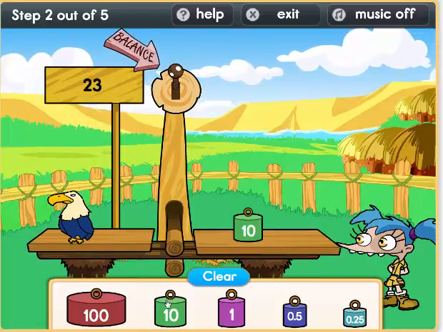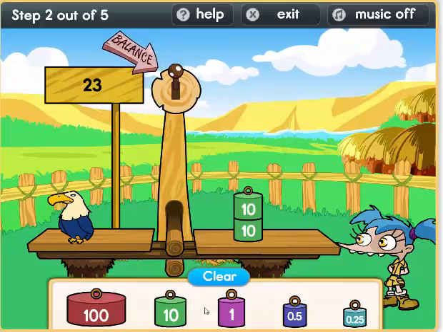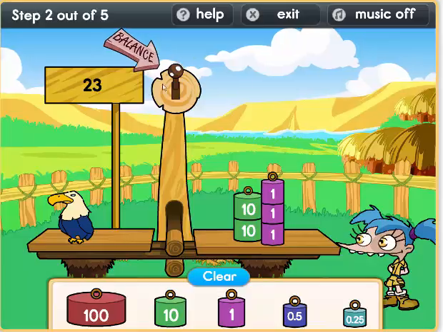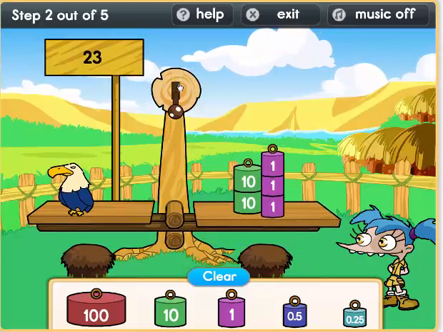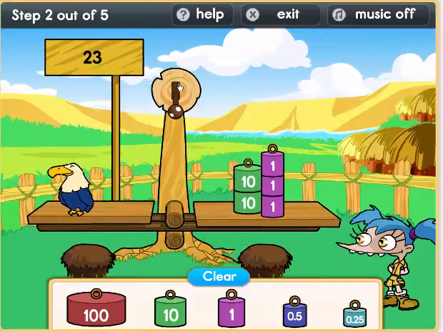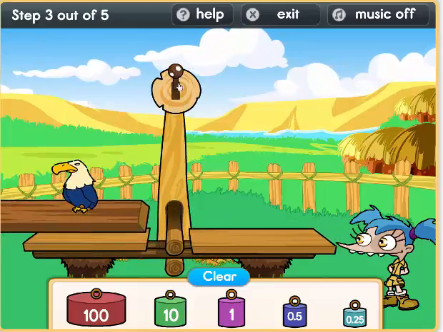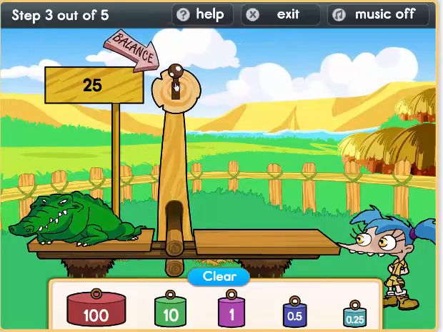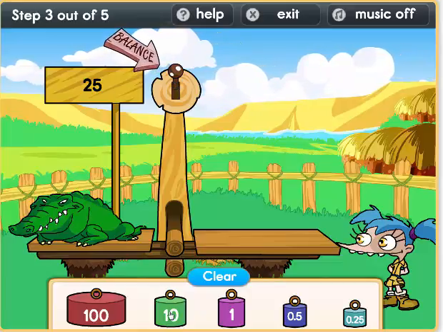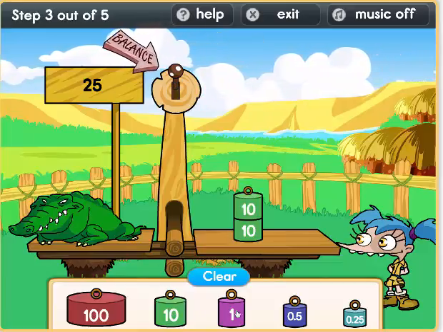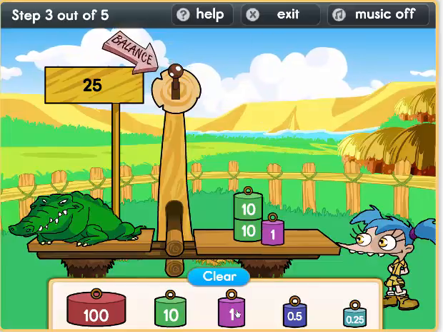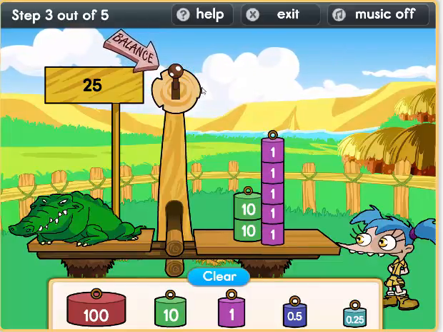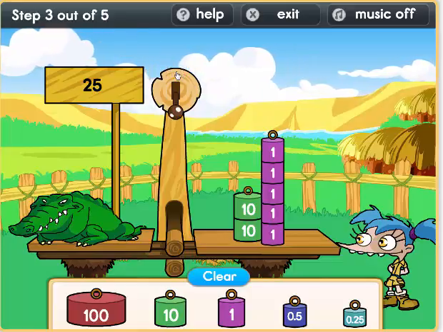23. So 10 plus 10 equals 20. Now we need 3. 1, 2, 3. Okay, we have missed the crocodile. 25. 1, 2, which makes 20. 1, 2, 3, 4, 5. Which makes it 25.